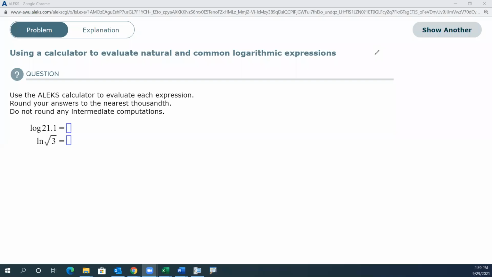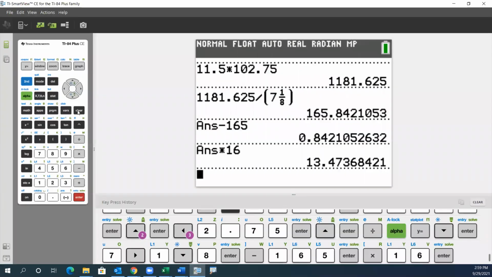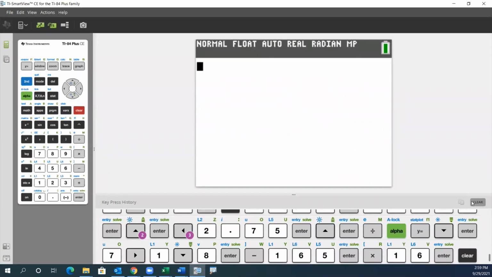All right, let's start off with how to evaluate these guys. And I mean, there's maybe a little bit of work we could do by hand, but not much. And you're just going to end up on the calculator anyway. So let's do it.